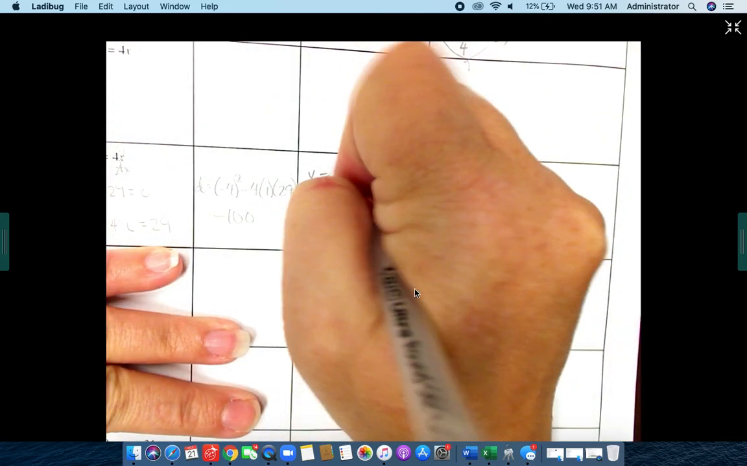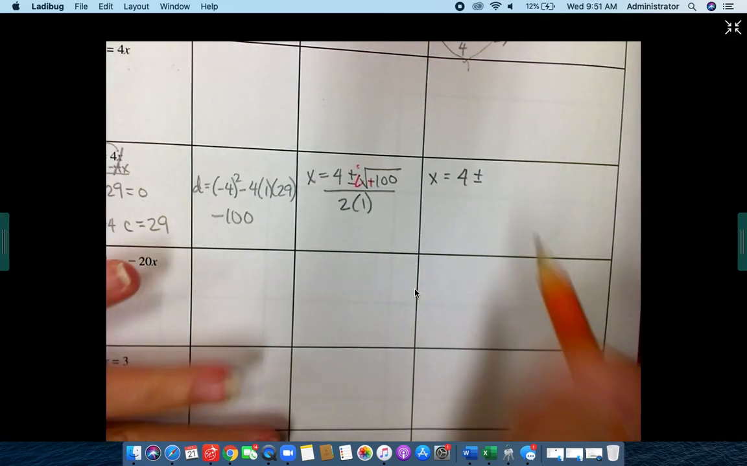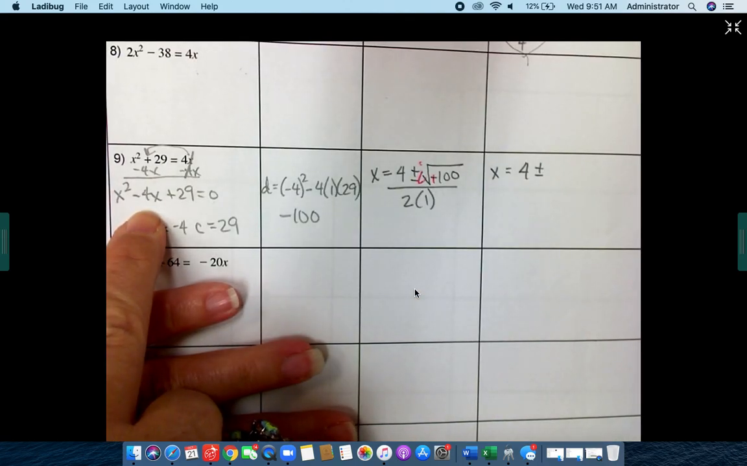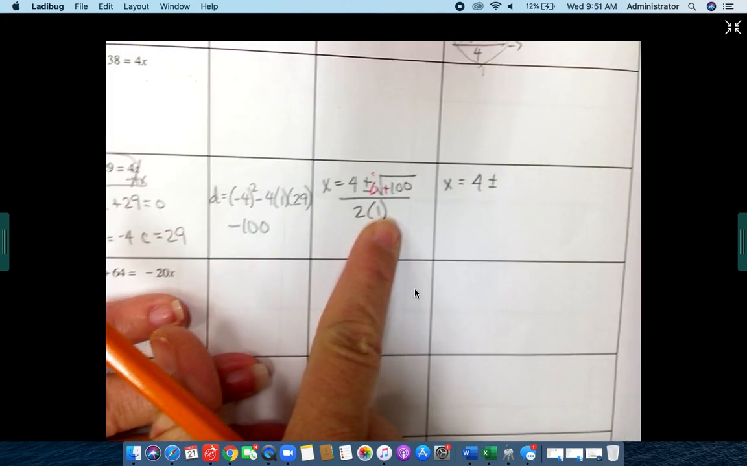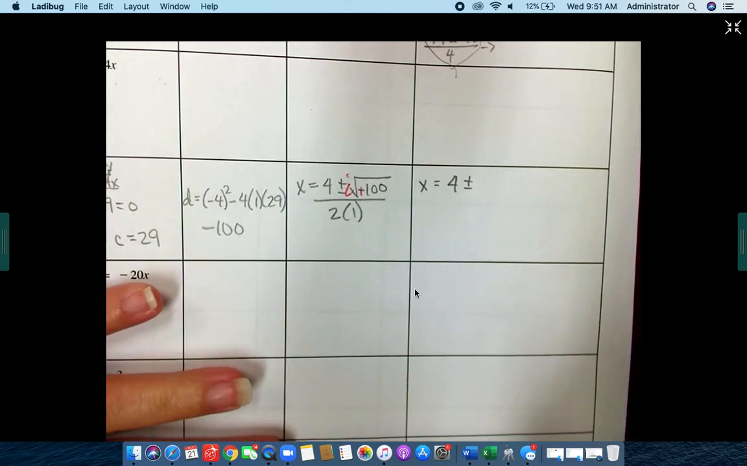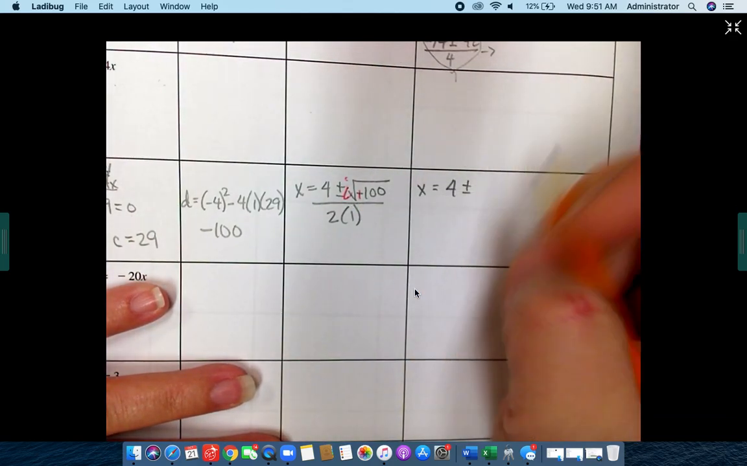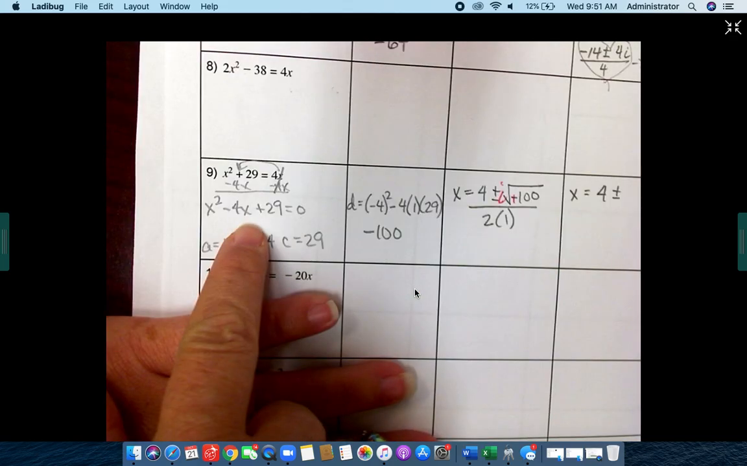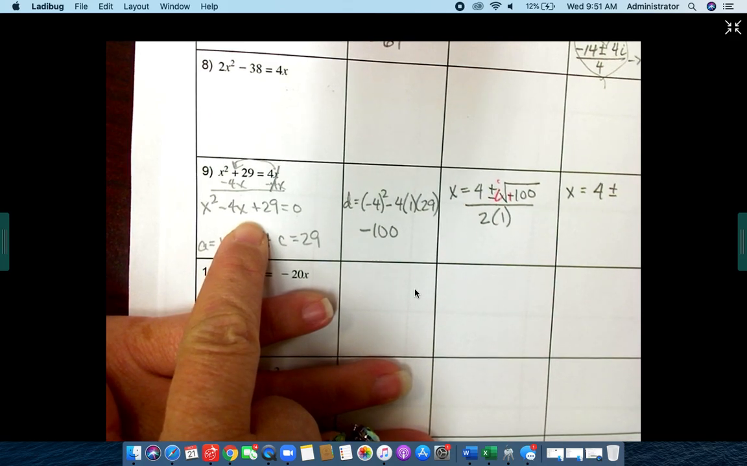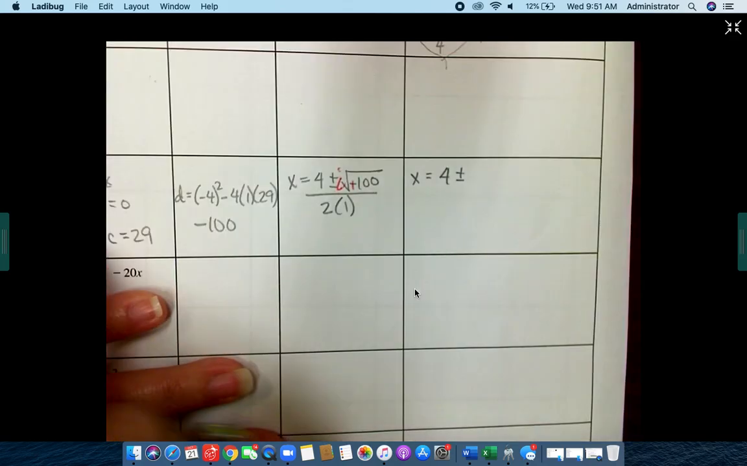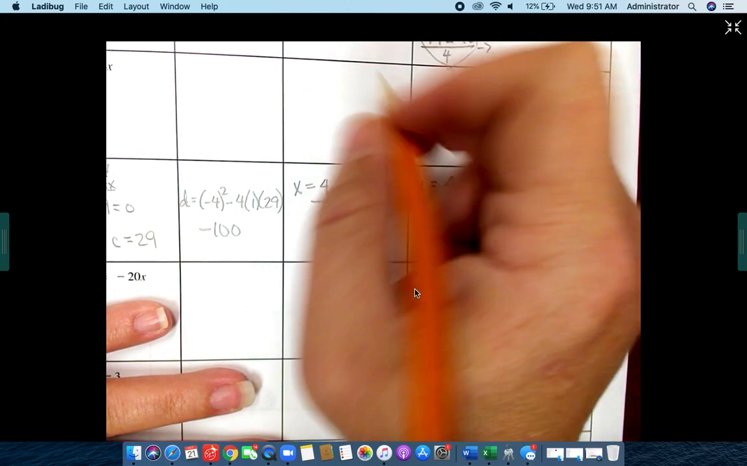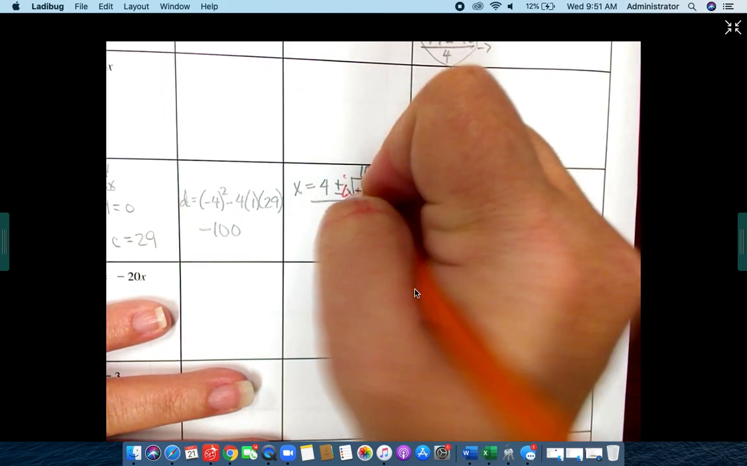Quadratic formula, it really is, if it's in standard form, ax squared plus bx plus c, it's the best option if you have imaginary and irrational solutions. Because you can't factor and square root property won't work. Keep in mind, if factoring or square root property won't work, quadratic formula is always going to be better. So the square root of 100 is actually 10.